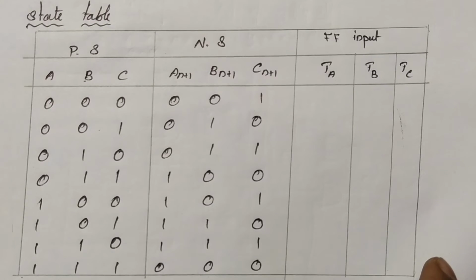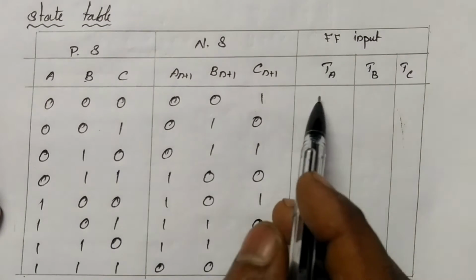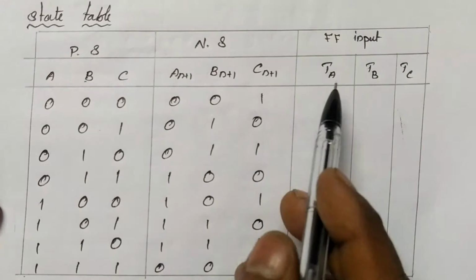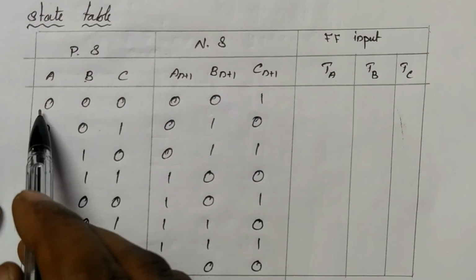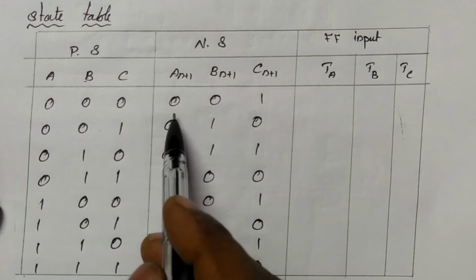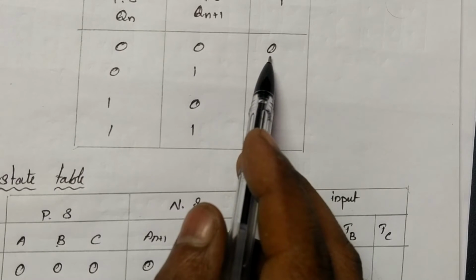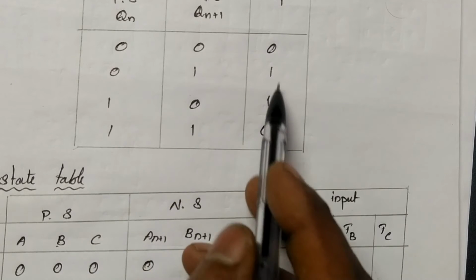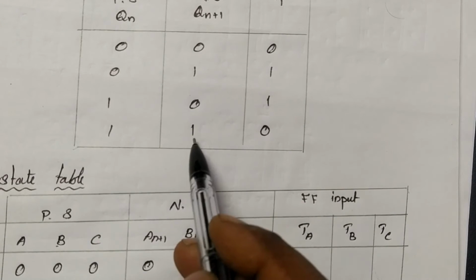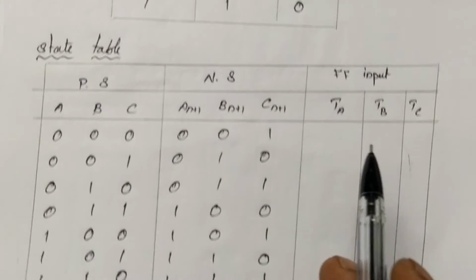Then we need to find TA, TB and TC value. To find TA value, here the present state is A and its next state is A n plus 1. So from the excitation table, if both inputs are same, it's like XOR operation. Here the output is 0. If both are complement, here the output is 1. Again both are same, output is 0.